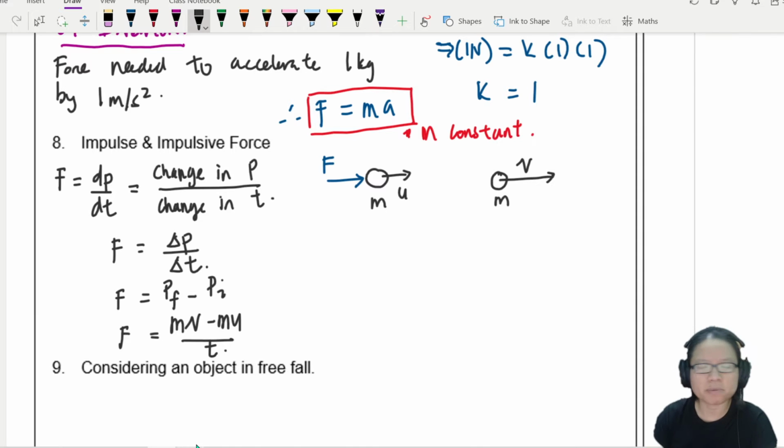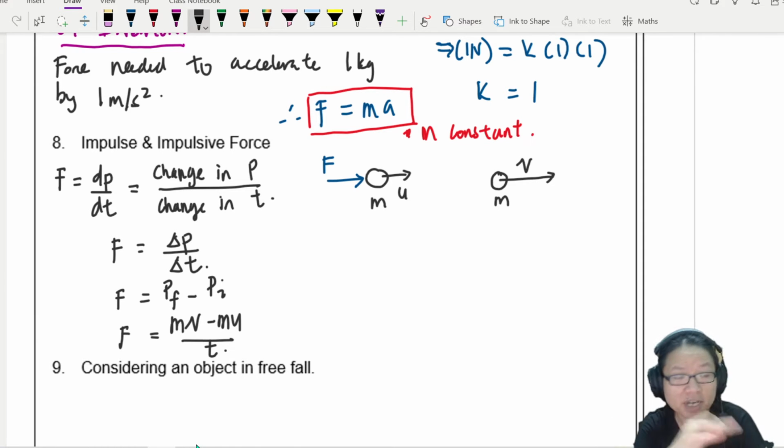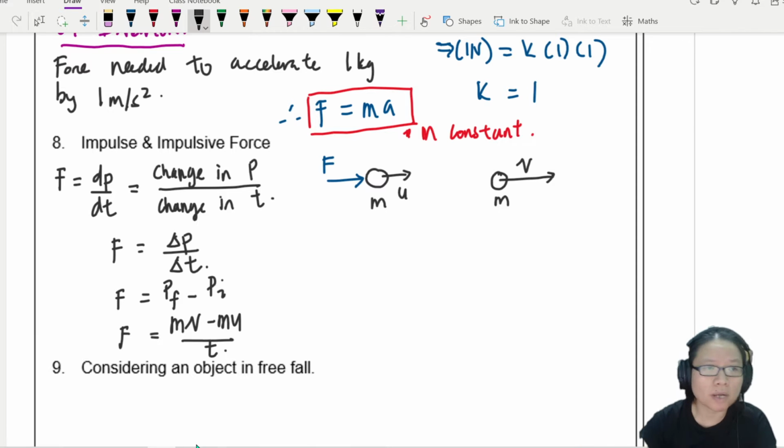Maybe you have seen this before. Maybe your teacher factorized the m, and then v minus u over t is acceleration. That also can. But I want to point out something to you first. Number one, this change in momentum, this delta p, divided by delta t.